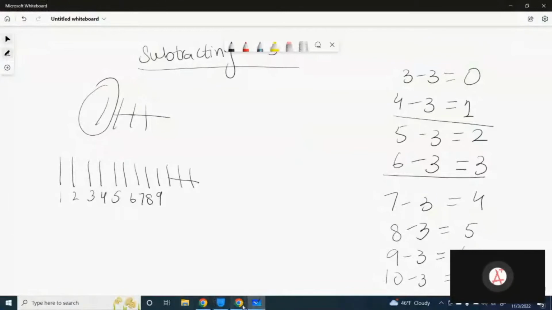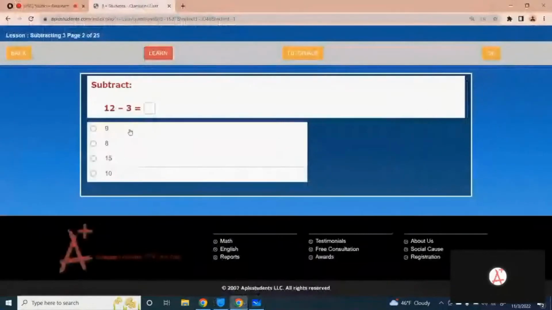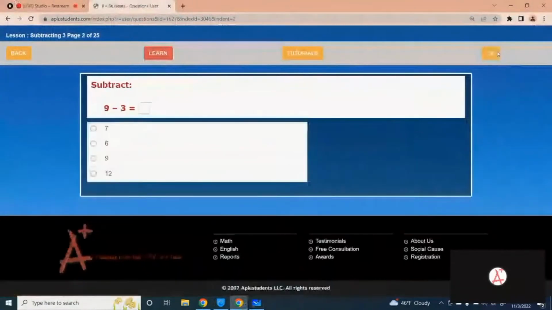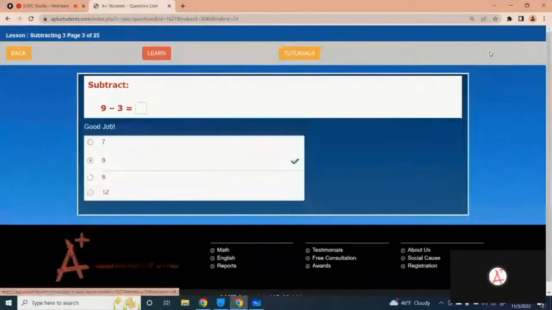Just select the correct option and then click on the OK button. So 12 take away 3 is 9. Okay, 9 take away 3. So 9 take away 3 is, you can see the table, 9 take away 3 is 6. Got it? So just select the correct option and click on the OK button.